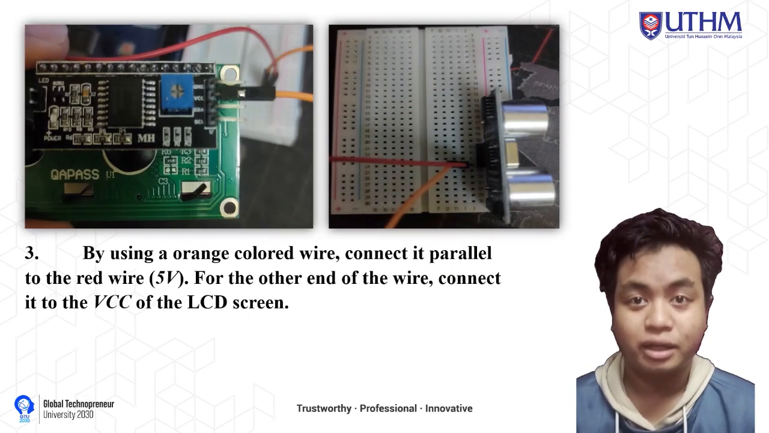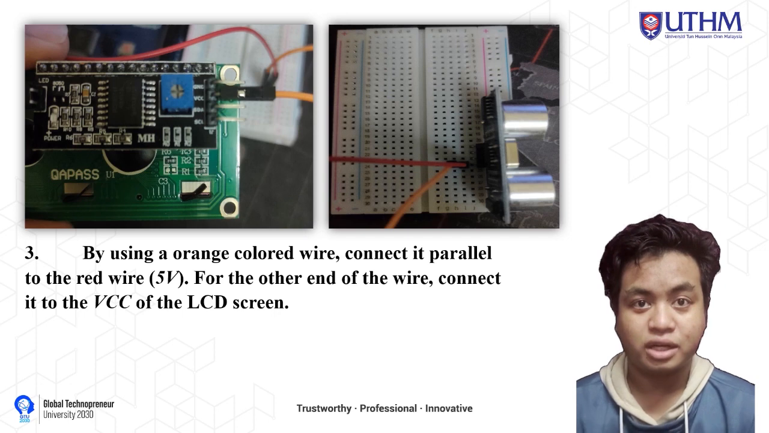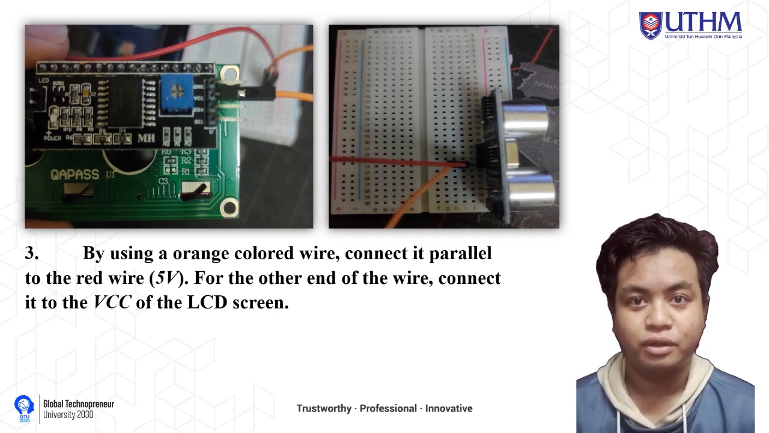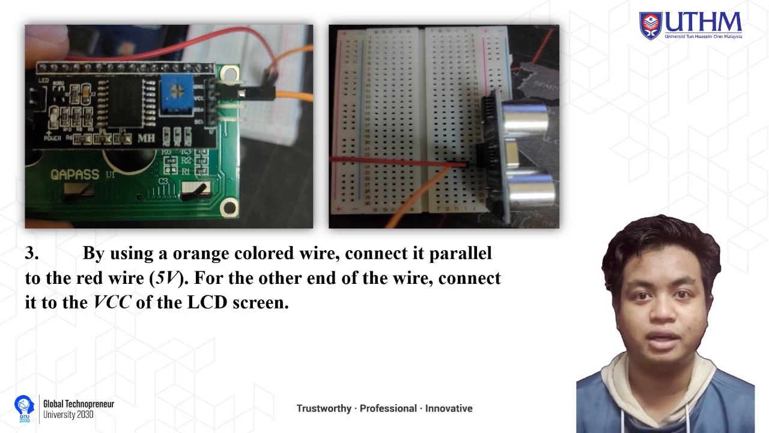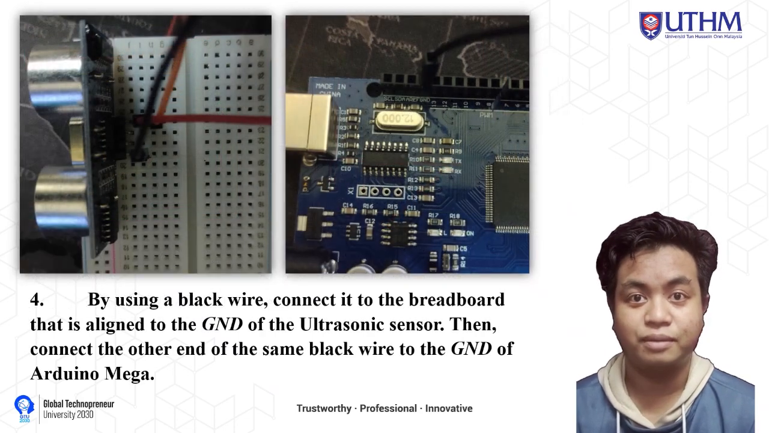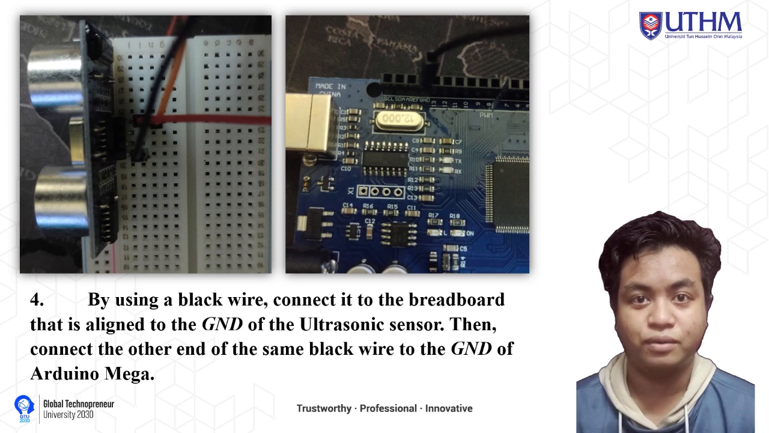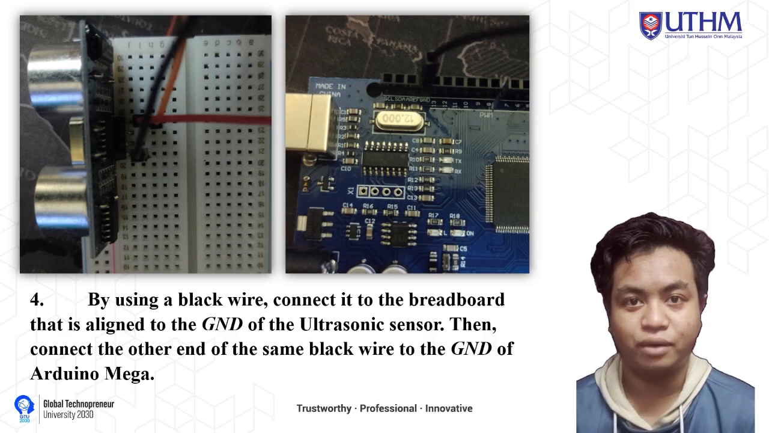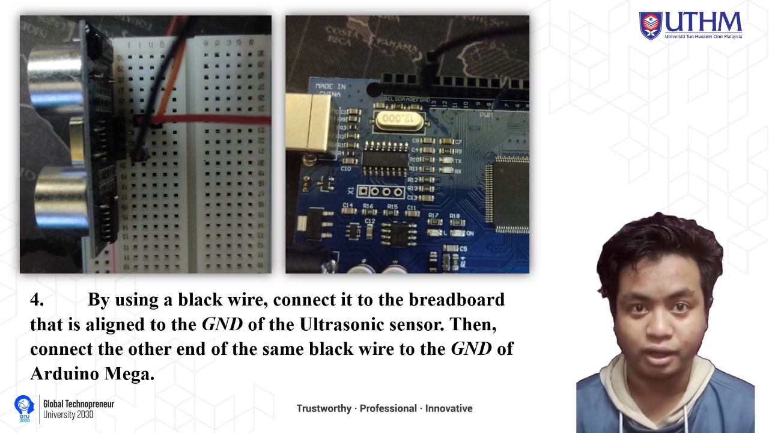Number 3, using an orange colored wire, connect it parallel to the red wire 5 volt. For the other end of the wire, connect it to the VCC of the LCD screen. Number 4, using a black wire, connect it to the breadboard aligned to the GND, which is ground, at the ultrasonic sensor. Then, connect the other end of the same black wire to the ground in the Arduino Mega.